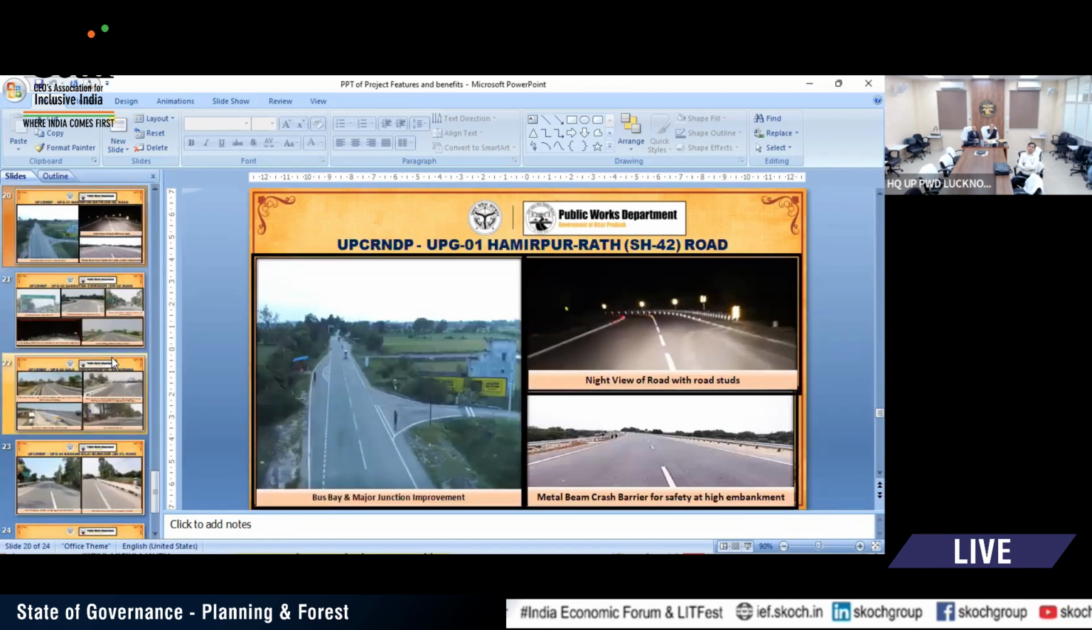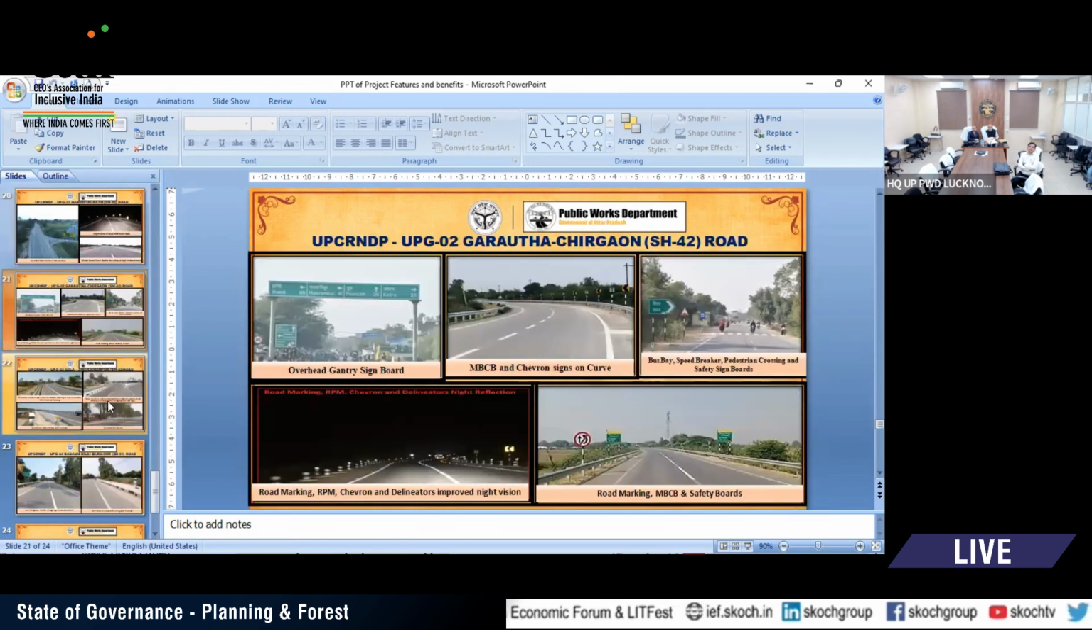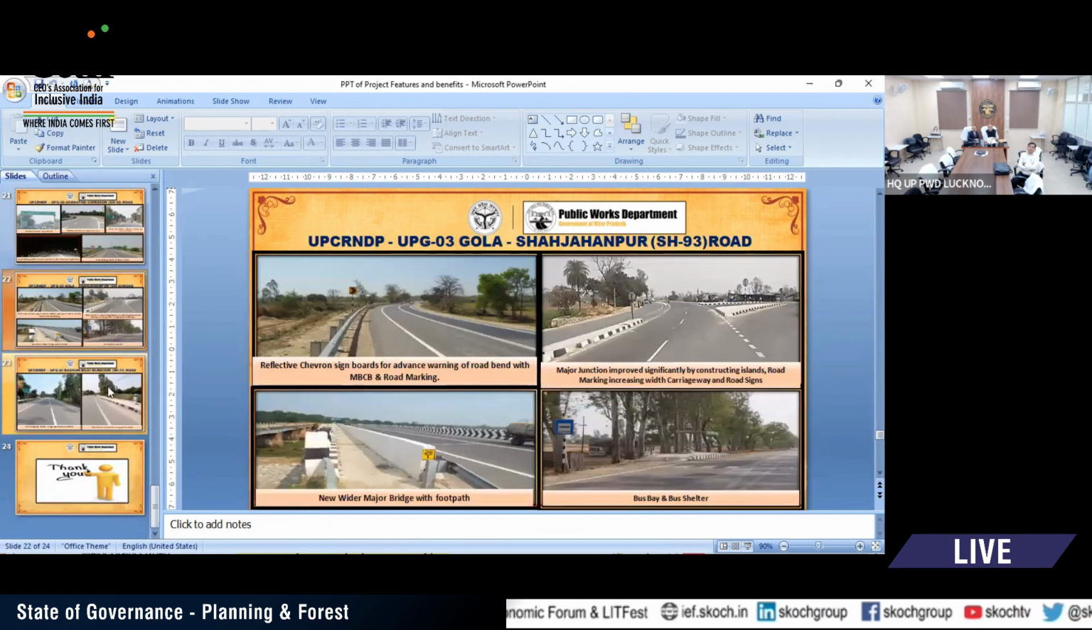All this safety. These are the pictures already. The audio visual was there. Again, next. These are the completed project pictures for the jury.